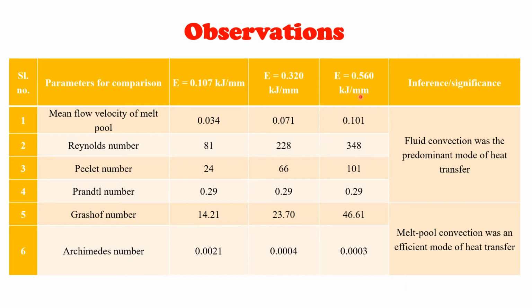This indicated strong dominance of fluid convection on heat transfer. Next, the Archimedes number showed an inverse relationship. That is, for low heat input, its value is found to be highest, while at highest heat input, its value is found to be lowest. This also indicates melt pool convection as an effective mode of heat transfer.